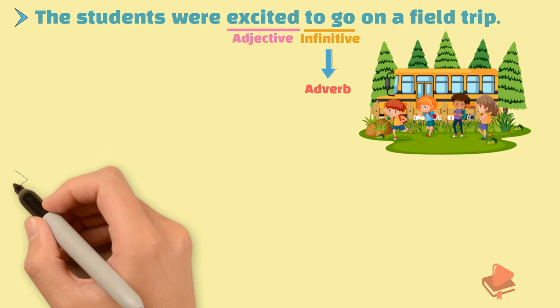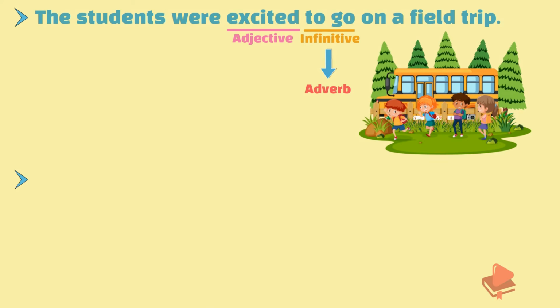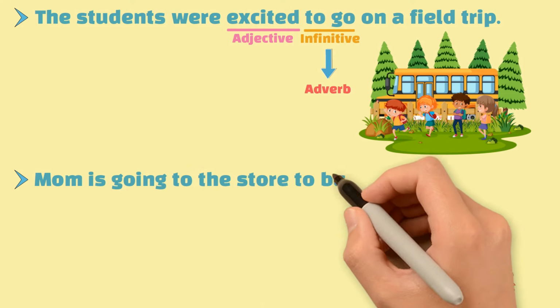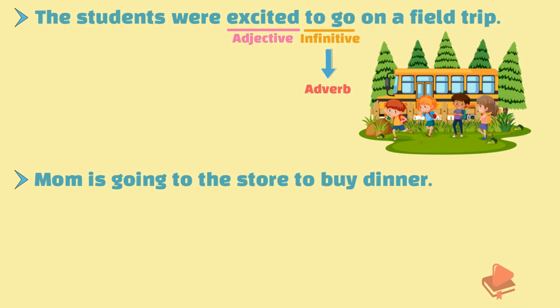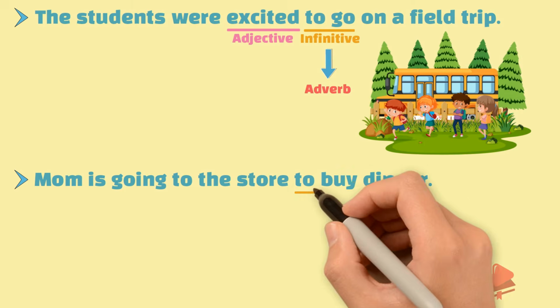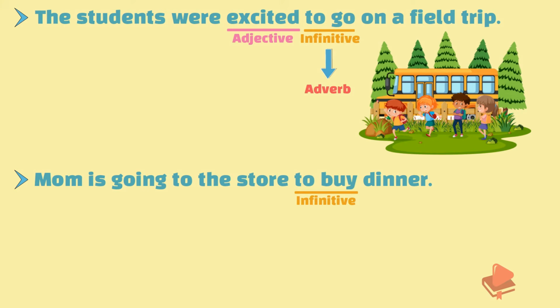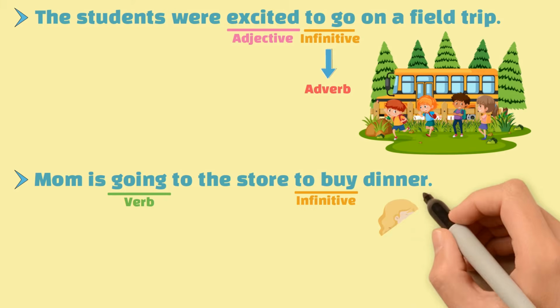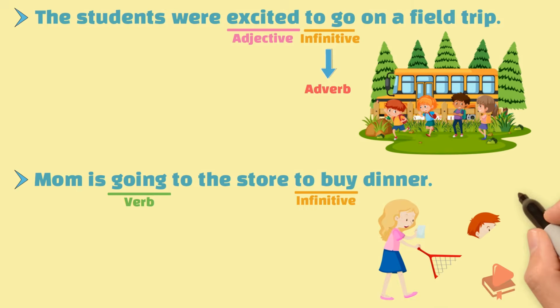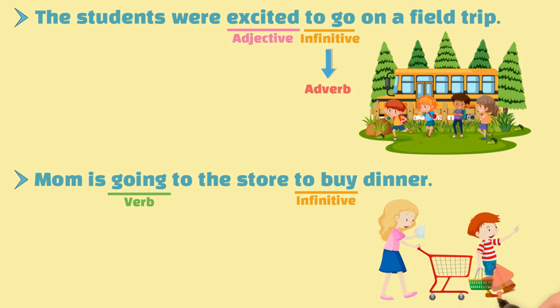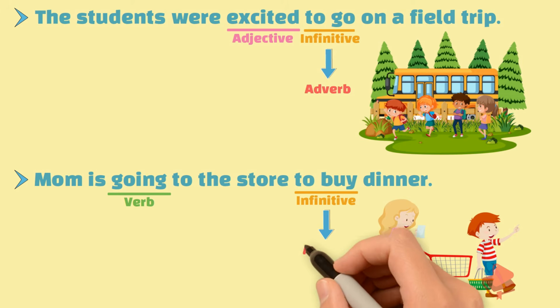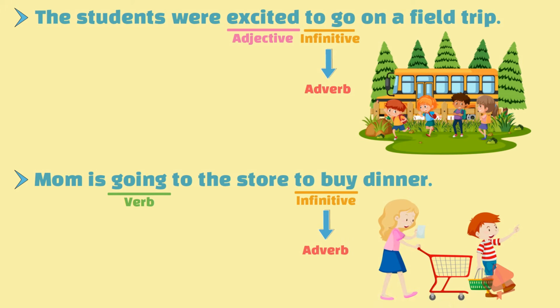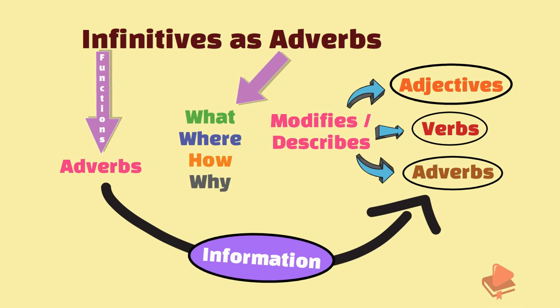Let's understand this with one more example. Mom is going to the store to buy dinner. In this sentence, the infinitive is to buy. The infinitive to buy gives us more information about the verb going. It tells us why mom is going to the store. That means to buy dinner. So, this is another example of how infinitives can function as adverbs. Here we got to know how infinitives are used as an adverb in the sentence.